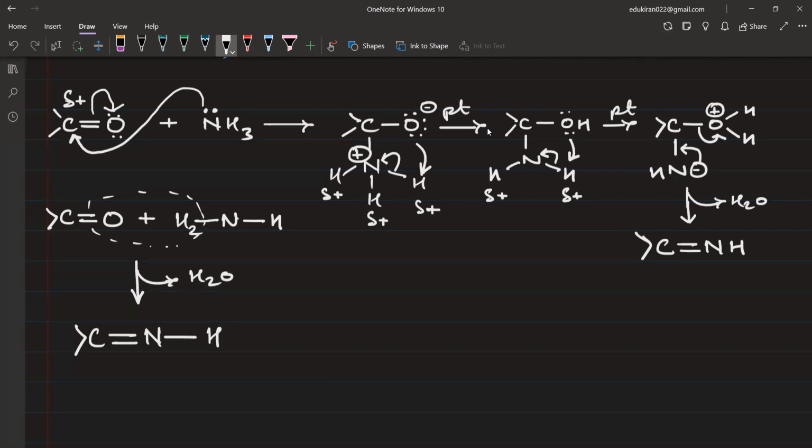Now in an ammonia derivative, instead of hydrogen, you will have different groups. You can have OH, you can have some alkyl group R, you can have another NH2. Okay, so this hydrogen will be replaced.